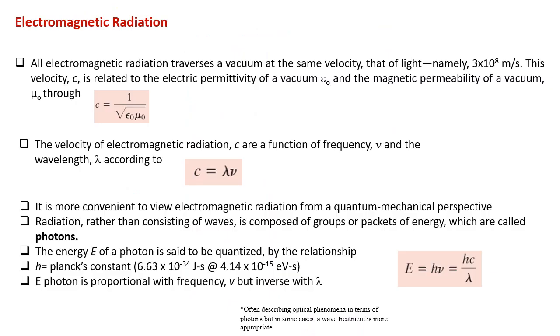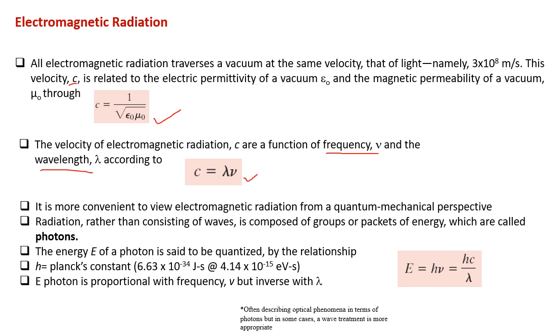All electromagnetic radiation travels in a vacuum at the same velocity. The velocity c is related to the electric permittivity of vacuum and the magnetic permeability of a vacuum through this formula. The velocity of electromagnetic radiation c is a function of frequency v and the wavelength lambda according to this formula, c equals lambda v.